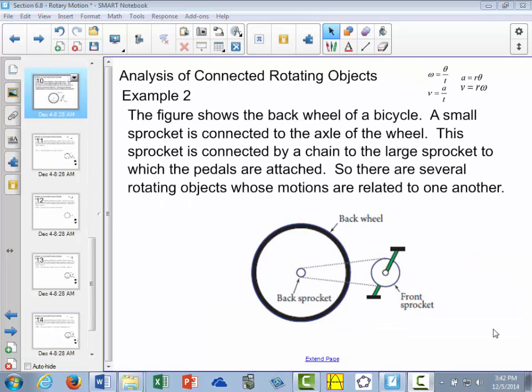Here's another more complicated problem. Here we have connected rotating objects. So this figure we're looking at shows the back wheel of a bicycle, and a small sprocket is connected to the axle of the wheel. This sprocket is connected by a chain to the large sprocket to which our pedals are attached. So there are several rotating objects whose motions are related to each other.